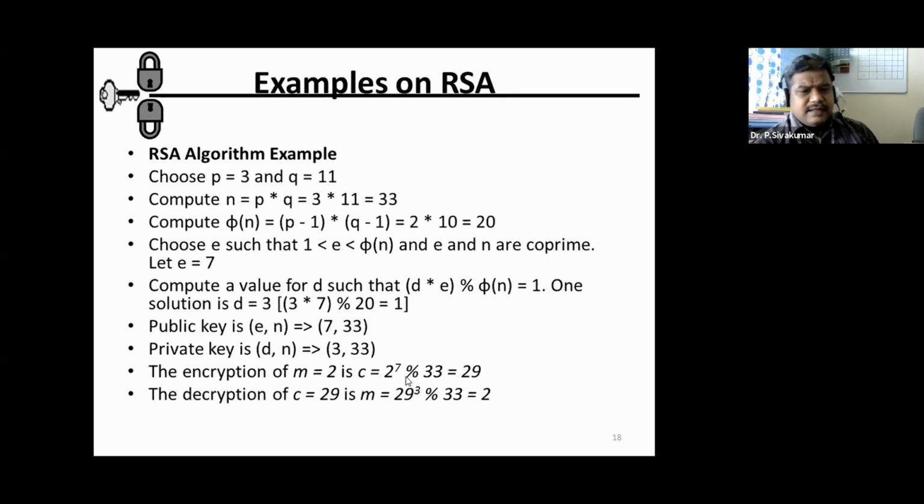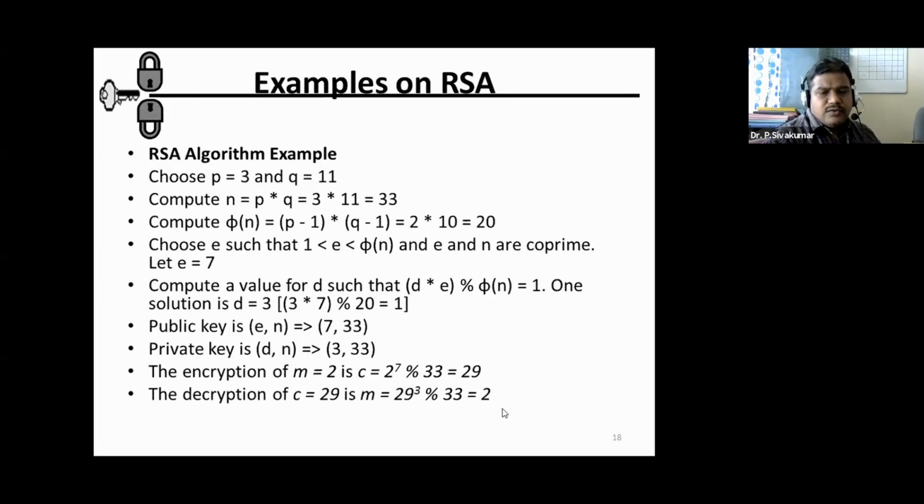For a simple value like this, you can easily do it in the calculator. Otherwise it is very difficult to do some other process to find out your modulus value. So for the simple value, you multiply 2 into 2 into 2, 7 times, then take the modulus with 33, so you can get 29. That is the ciphertext.